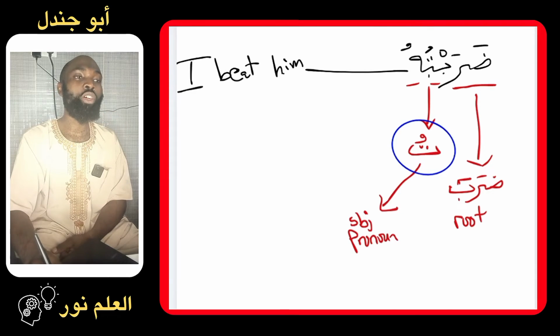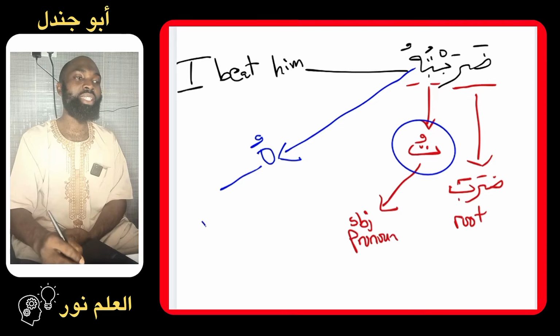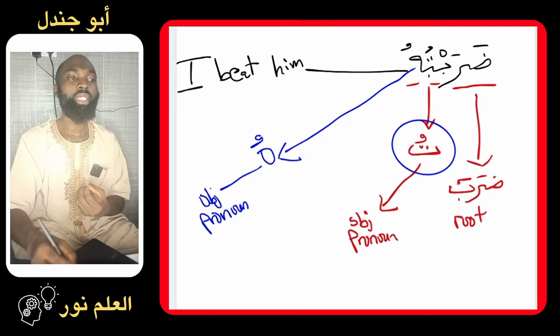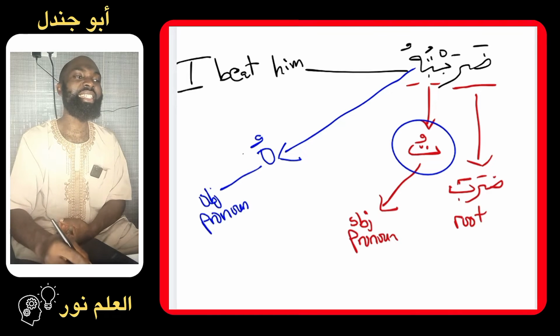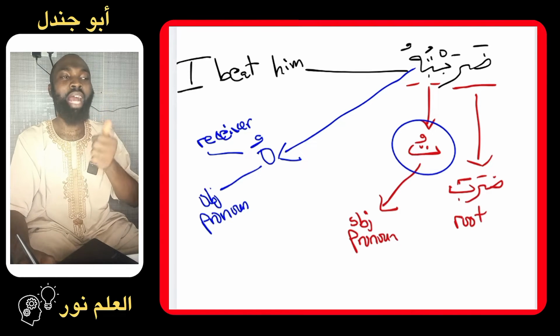Then the third part of this one single word is the hu we can see here. This hu is an attached pronoun. It is also a pronoun, but this pronoun is called the object pronoun. Why do we call it that? Because it is the receiver of the action of beating.